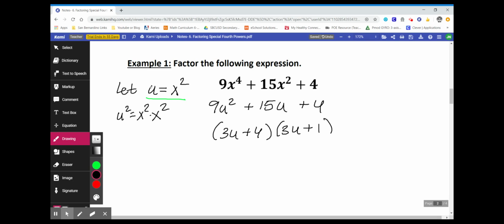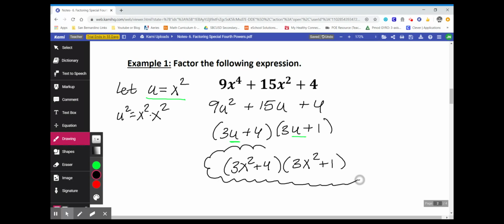The only problem is my original problem did not have any u's, so I would highly recommend for you to change those u's back to x squareds because those are actually what the problem would say. So the actual final answer for this would be 3x squared plus 4 multiplied by 3x squared plus 1. And this is your factored form.